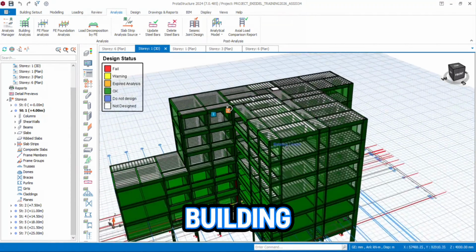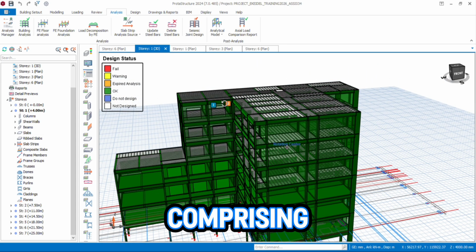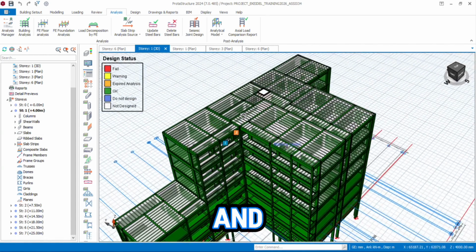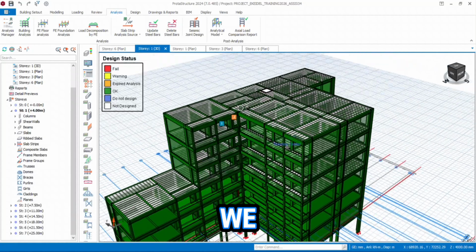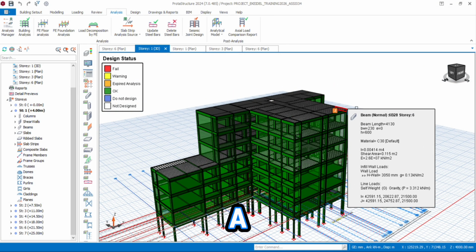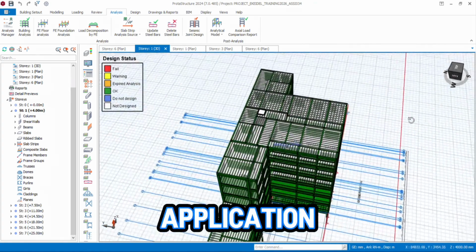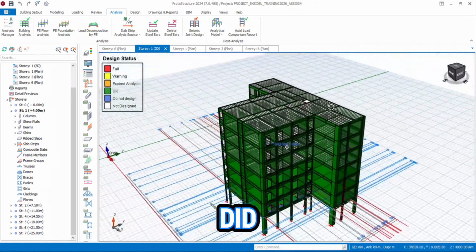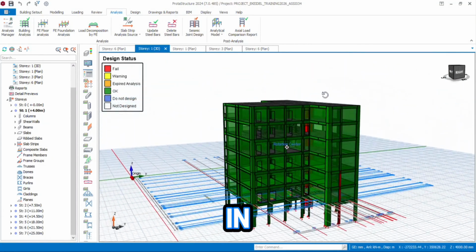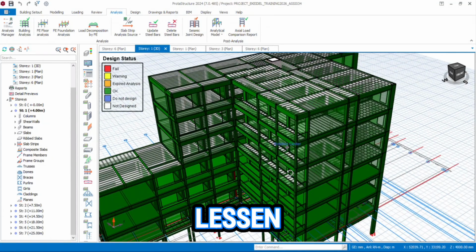This is a six-story building or mid-rise apartment comprising shops and a hotel. So what we did was, at the fourth floor, we had to introduce a rib slab system so as to lessen the load application on the structure, and we also did a live load reduction in which at every floor there is a percentage of it lessened.